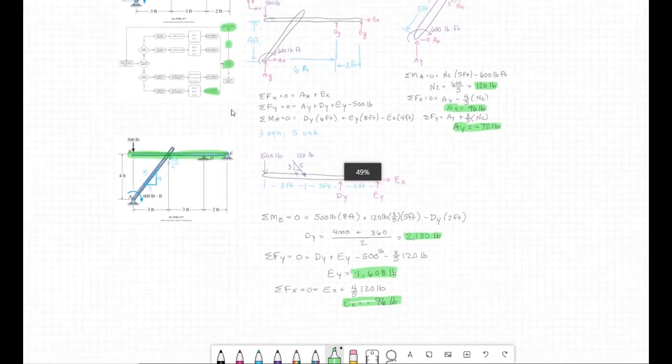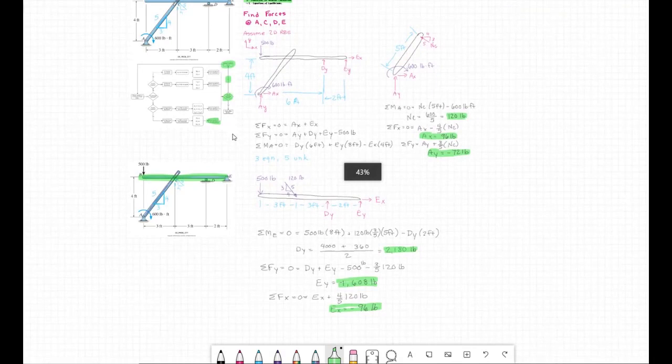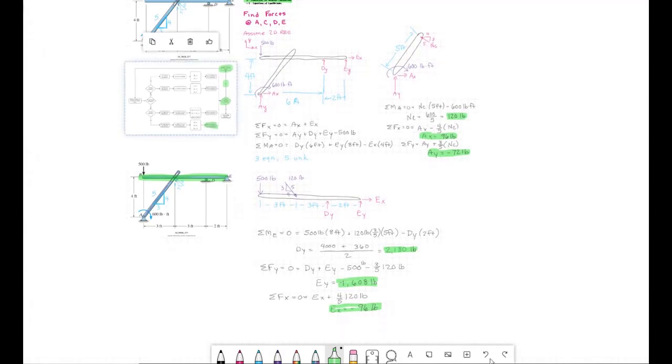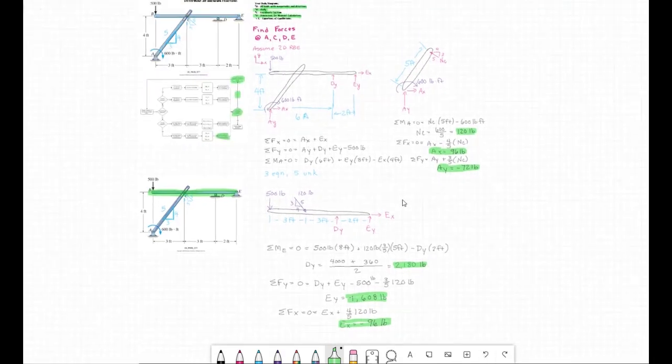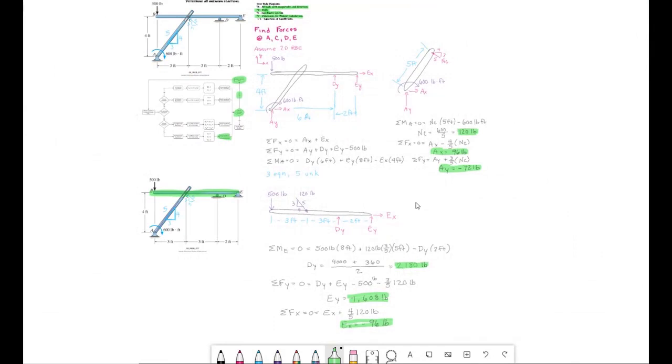We can zoom out a little bit, take a look at the big picture. And there we go. So all the unknown reactions, the forces at A, C, D, and E: we've got AX being 96 pounds and minus 72. DY is a vertical 2,000 pounds. E has minus 96, minus 1,600 in the Y direction.